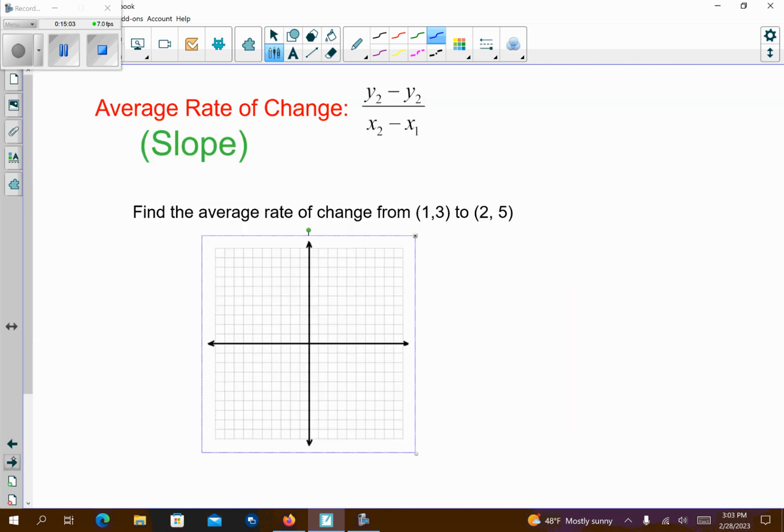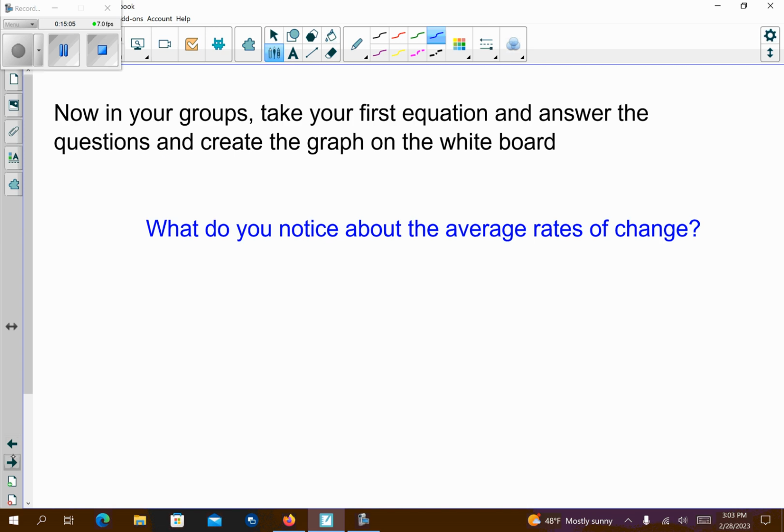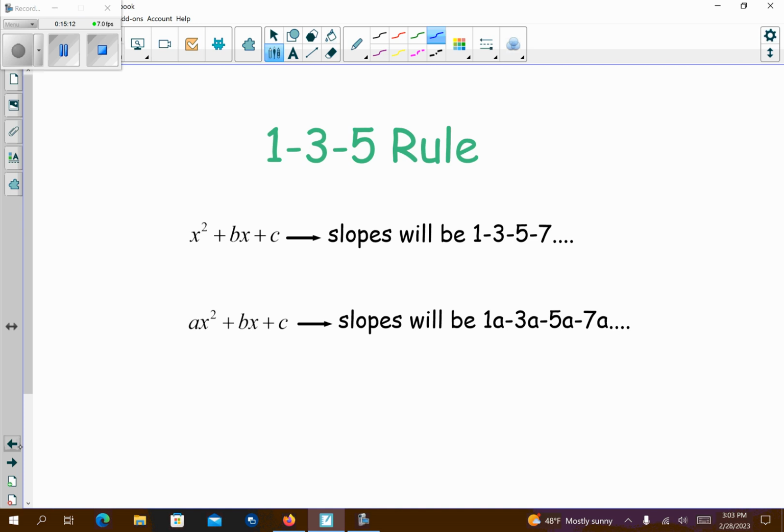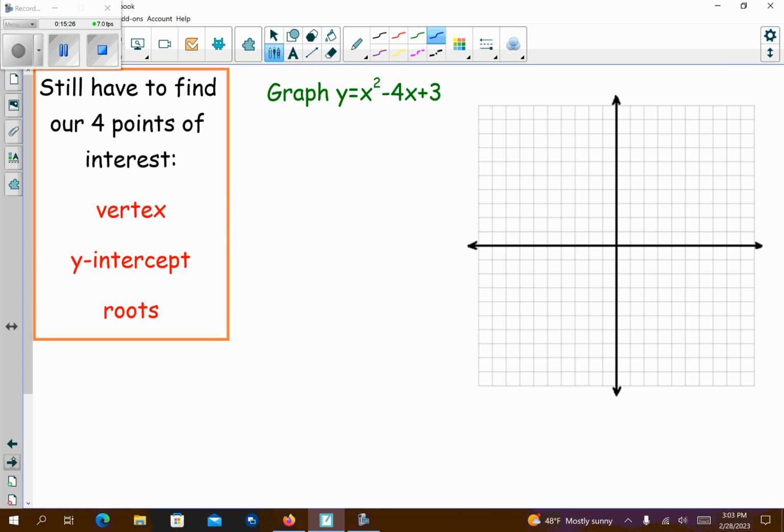Okay, this is called the 1-3-5 rule. If I were to graph, I'm going to grow at 1-3-5. If I have an a value that's not 1, it's 1 times a, 3 times a, 5 times a, 7 times a, etc. That's going to make more sense here.